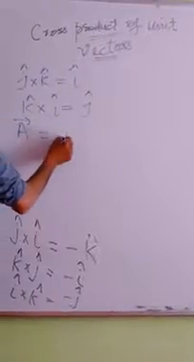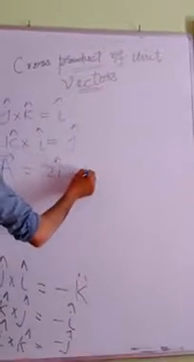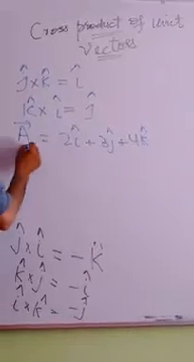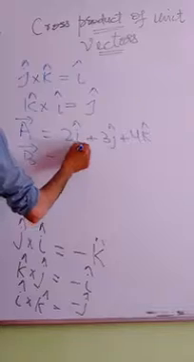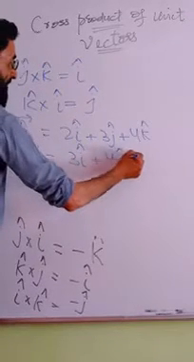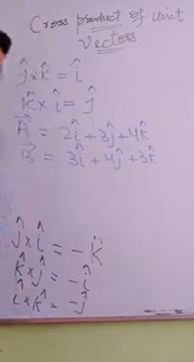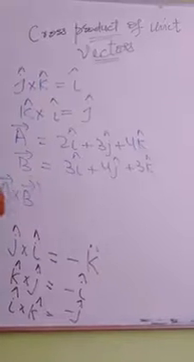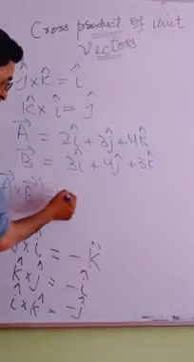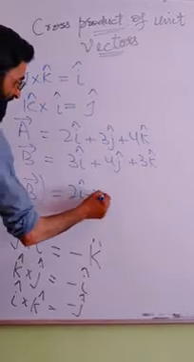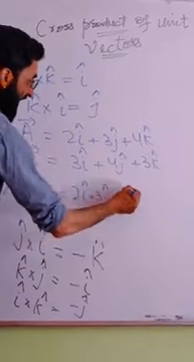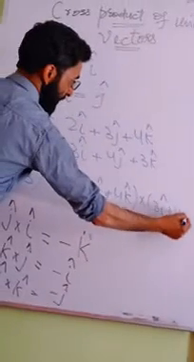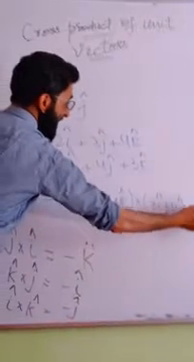Vector A is equal to 2I cap plus 3J cap plus 4K cap, and vector B is equal to 3I cap plus 4J cap plus 3K cap. How can we define A cross B? We can write A cross B equal to 2I cap plus 3J cap plus 4K cap cross 3I cap plus 4J cap plus 3K cap.